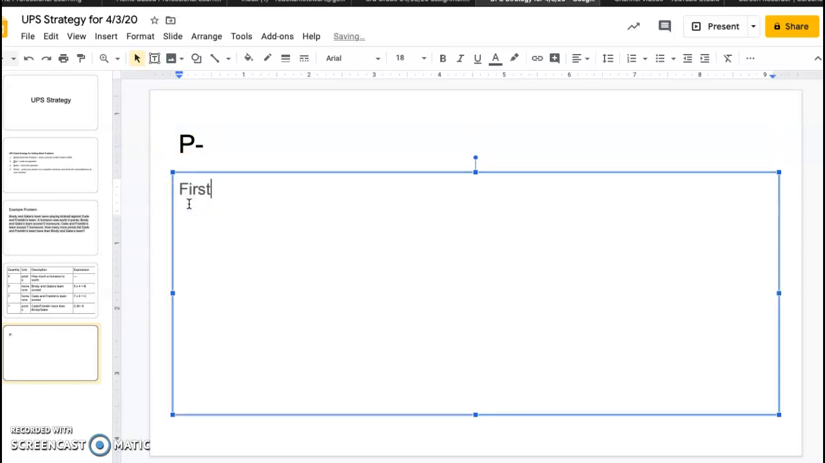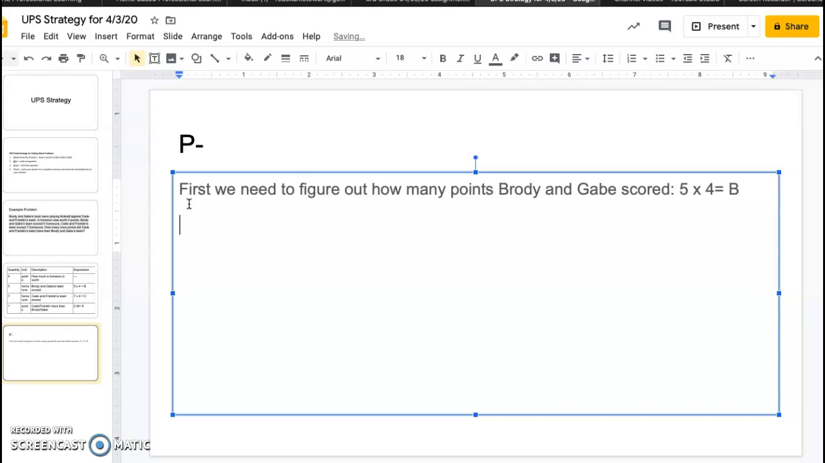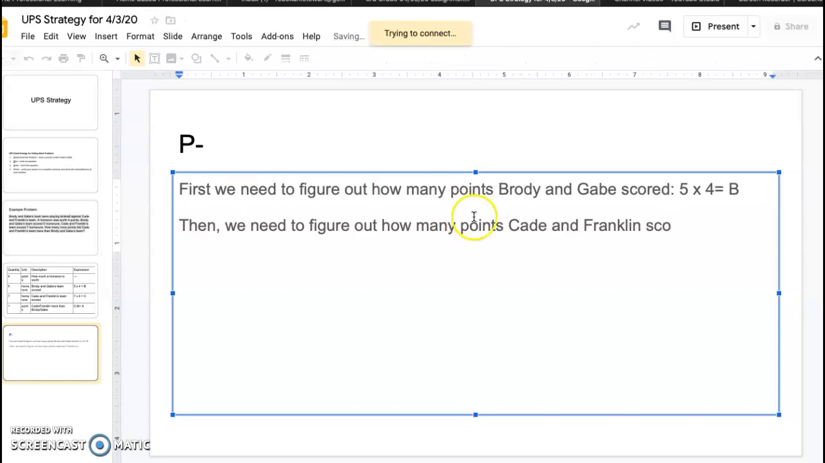So first, we need to figure out how many points Brody and Gabe scored, which we have a problem of 5 times 4 equals B. Then we need to figure out how many points Cade and Franklin scored.